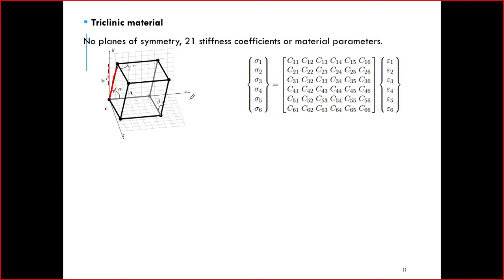The point is that this material is completely anisotropic. There is no symmetry in it. So there is no plane or axis of symmetry that exists in this material, and this one is known as a triclinic material. Okay, it is completely anisotropic.